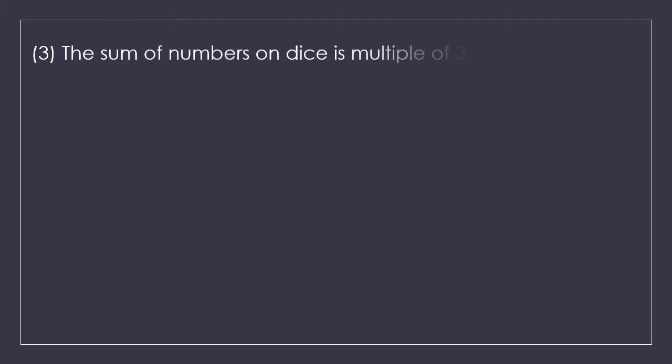Moving on to sub question number 3, the sum of numbers on dice is a multiple of 3. Now this is something which we have already done beforehand. It is a multiple of 3, so the sum will be 3, 6, 9 and 12.